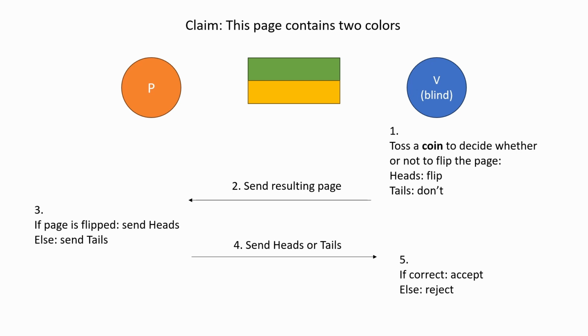To execute this proof, first the verifier tosses a coin, and if heads, it'll flip the page upside down, and if tails, it does nothing. The verifier sends the resulting page to the prover. The prover looks at the page and tries to determine whether the coin the verifier tossed was heads or tails. The prover responds to the verifier with a coin toss guess. Finally, the verifier compares the guess to the actual coin flip and accepts or rejects the claim.